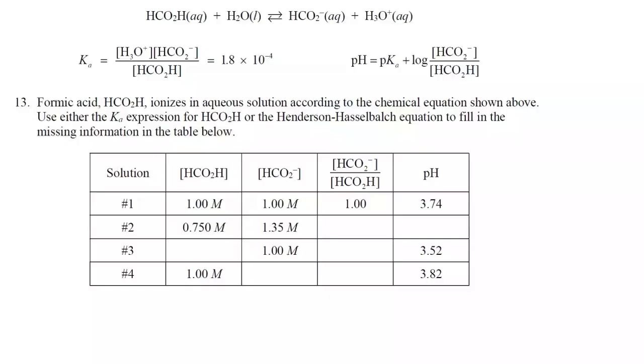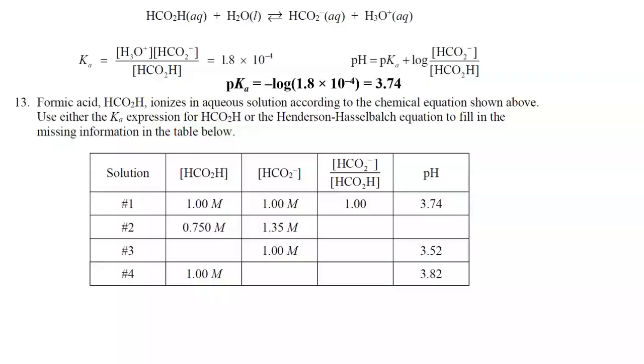It says that we can use either the Ka expression for formic acid or the Henderson-Hasselbalch equation to fill in the missing information in the table below. So what I will do in this video is show you both ways of calculating the missing information. When we use the Henderson-Hasselbalch equation, we need to calculate the pKa for the acid. So for formic acid, the pKa would be the negative log of 1.8 times 10 to the negative 4, and that works out to be 3.74. So now we have that value when we need it.